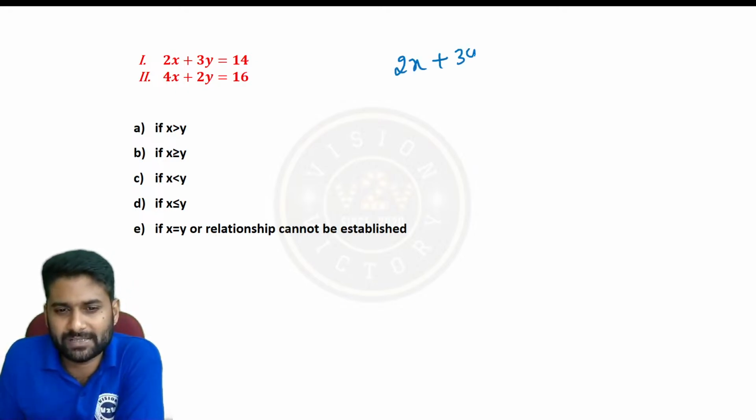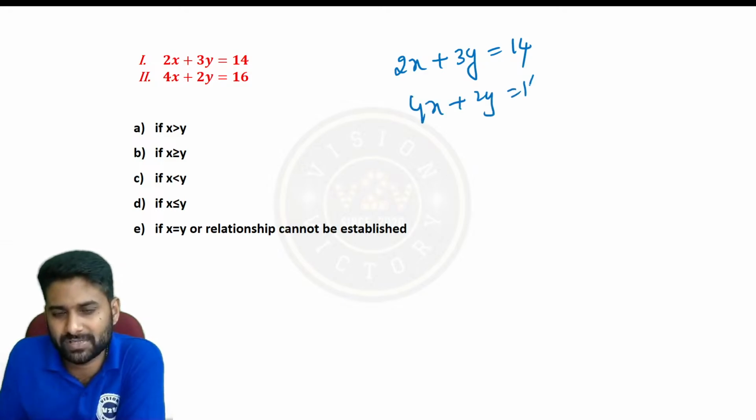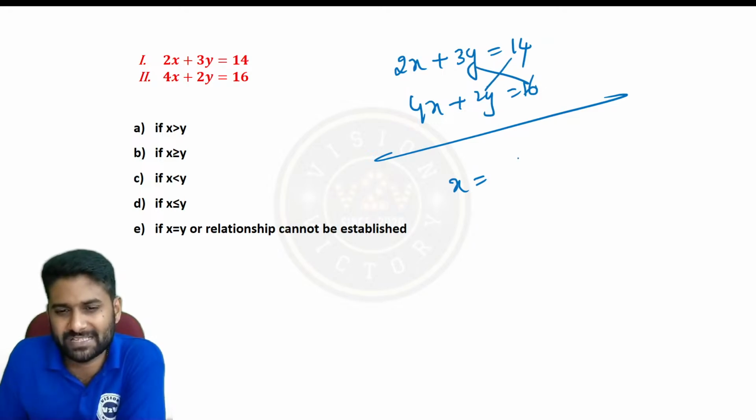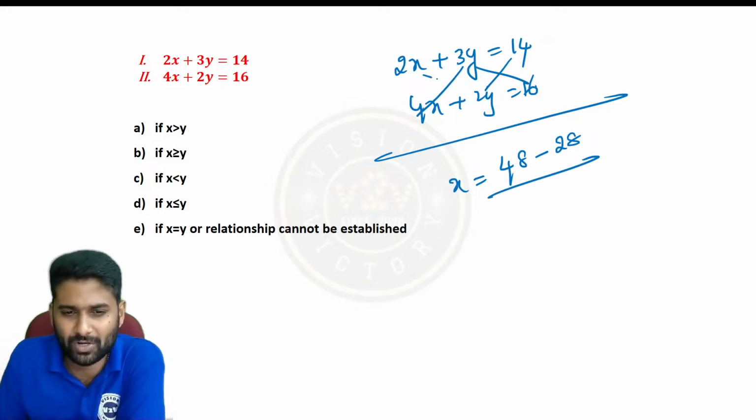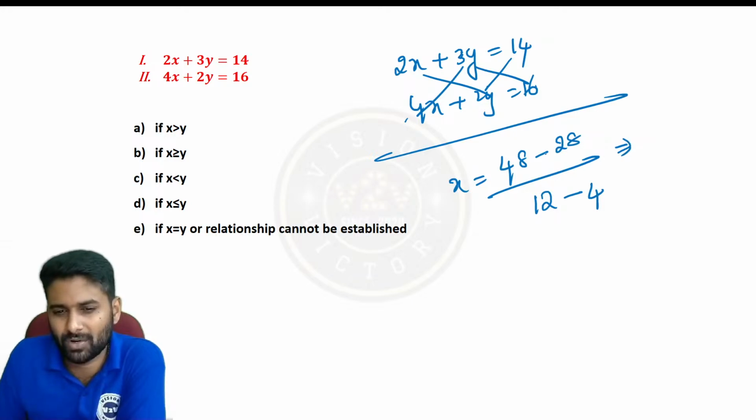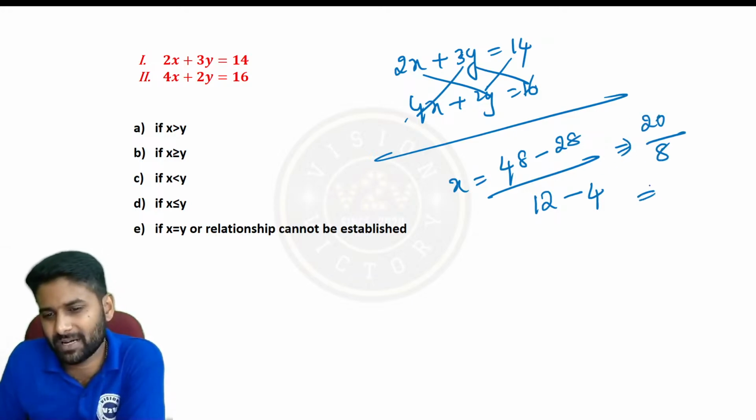So 2x plus 3y is equal to 14, and 4x plus 2y is equal to 16. Guys, I will tell you the x value directly. Cross multiply them: 16 3s are 48, 14 2s are 28. Same, cross multiply them: 3 4s are 12, 2 2s are 4. Now how much of a difference can you see? 20 divided by 8, which is 2.5 units.